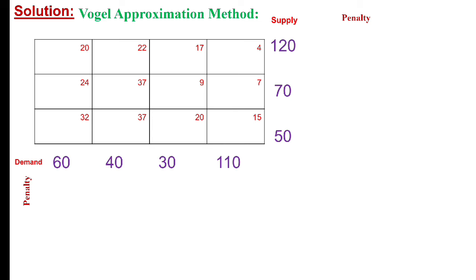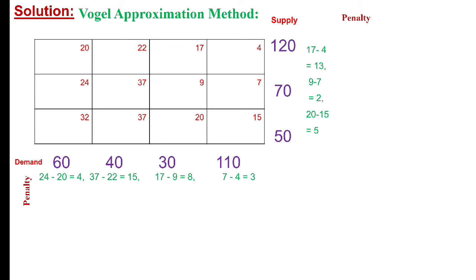Now come to the column-wise penalty. First column, the first minimum is 20, the second minimum is 24. The difference is 4. Second column, the first minimum is 22, the second minimum is 37. So 37 minus 22 gives 15. Similarly, third column, the first minimum is 9, the second minimum is 17. 17 minus 9 is 8. Fourth column, the first minimum is 4, the second minimum is 7. The difference is 3. That is the first round of penalties.